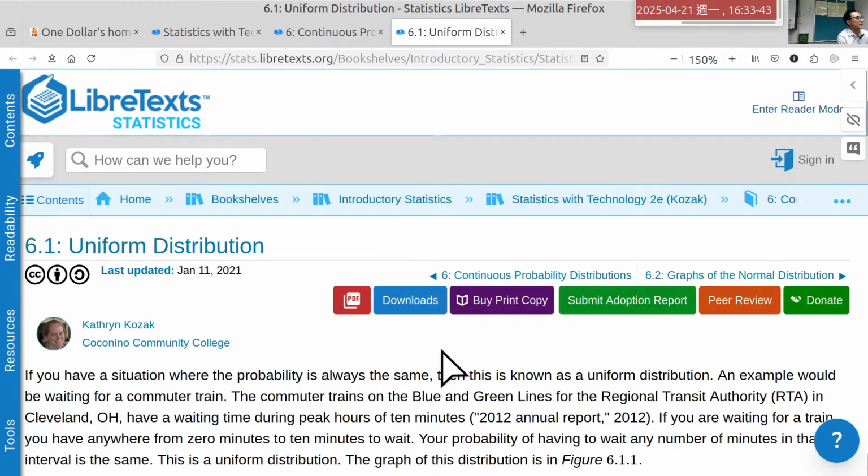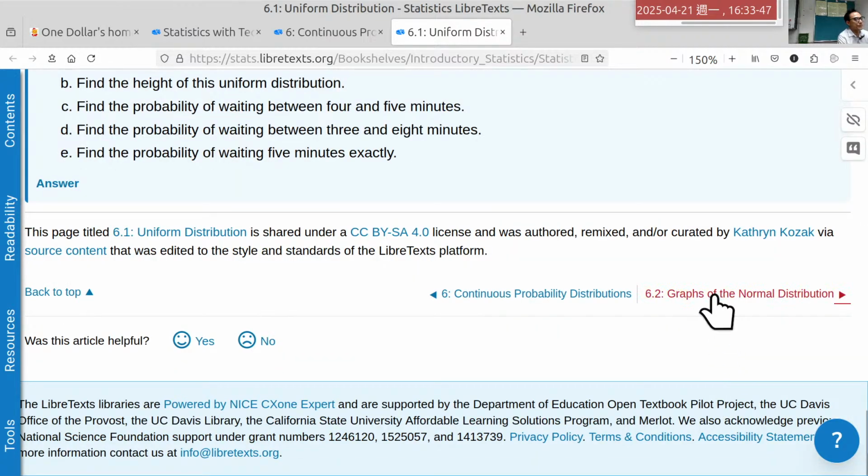Okay, let's finish 6.1 here. Let's move to the next section.